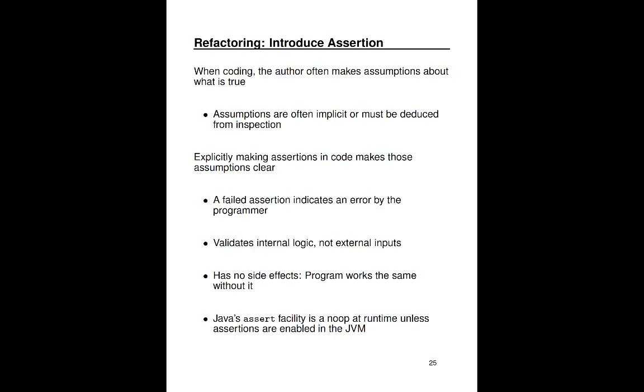We talked a little about assertions as part of the Java programming language very early on in the course. And so recall that when you have a failed assertion, it indicates a bug in the code, that the programmer made an assertion that turned out to be false in some scenarios. Because again, assertions are all about validating internal logic of the code, not external inputs that are provided by the users. So ideally, assertions should have no side effects on the program. The program would work exactly the same without it. And recall that the assert language feature in Java is a no-op at runtime unless you've explicitly enabled assertions in the JVM.